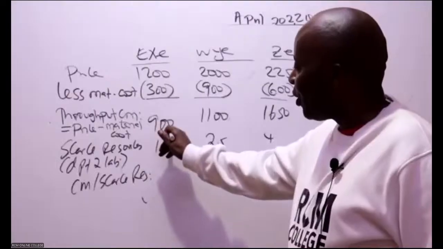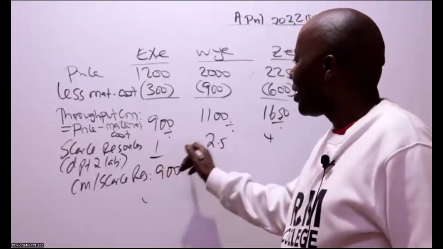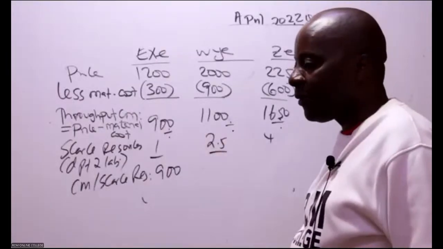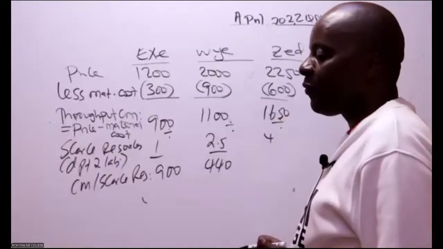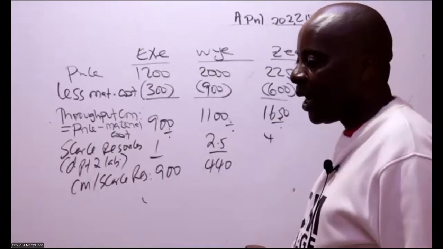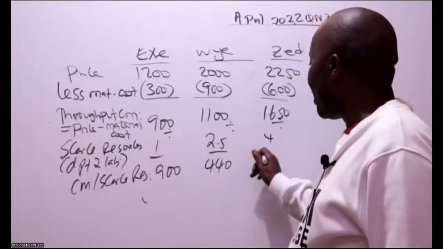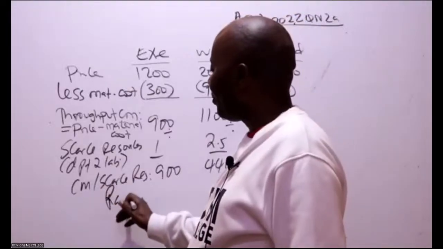The first one, divide this. So this will be 900, this divided by this will be what here? 440. Then lastly, 1,650 divided by 4, 412.5. So please go ahead and rank them.